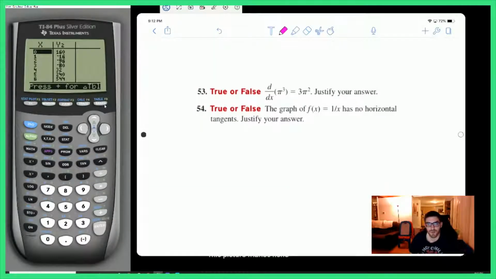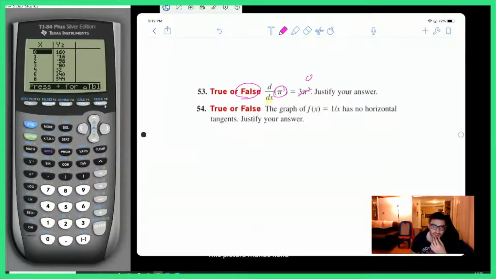This one says, true or false, the derivative of pi cubed is 3 pi squared. Justify your answer. Well, what's my respect? My respect is x. Do you see any x's in the problem? No. There are no x's in the problem, and so therefore there are no variables. And so this pi cubed is just a constant. So its derivative is just 0. So that's false. Do a circle right there.